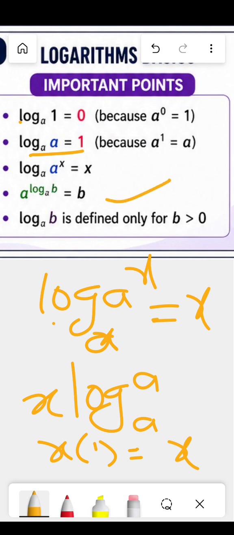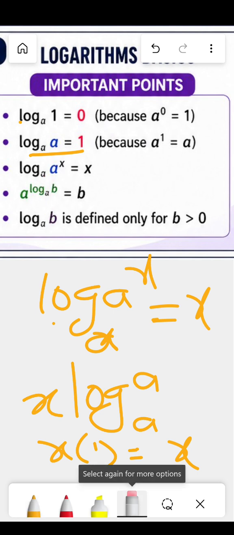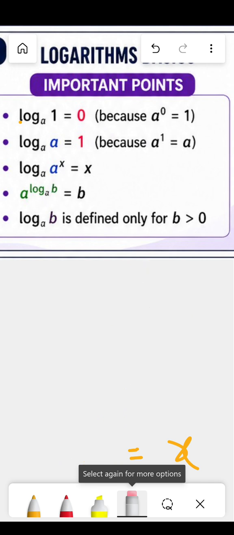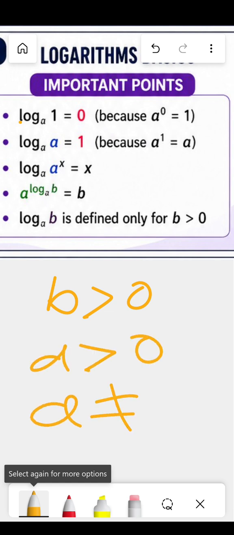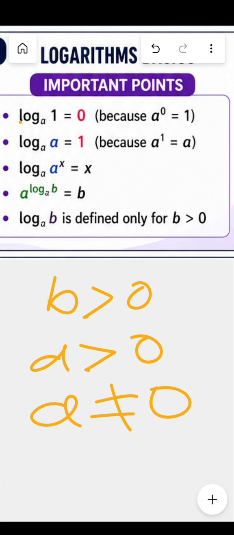Next, a power log b base a is equal to b. Here the a and the log base a cancel, so the value will be b. Log b base a is defined only for b greater than 0, as we learned in the previous session. So b is always greater than 0, a is also always greater than 0, and a is not equal to 0. These are the major three conditions for logarithms.